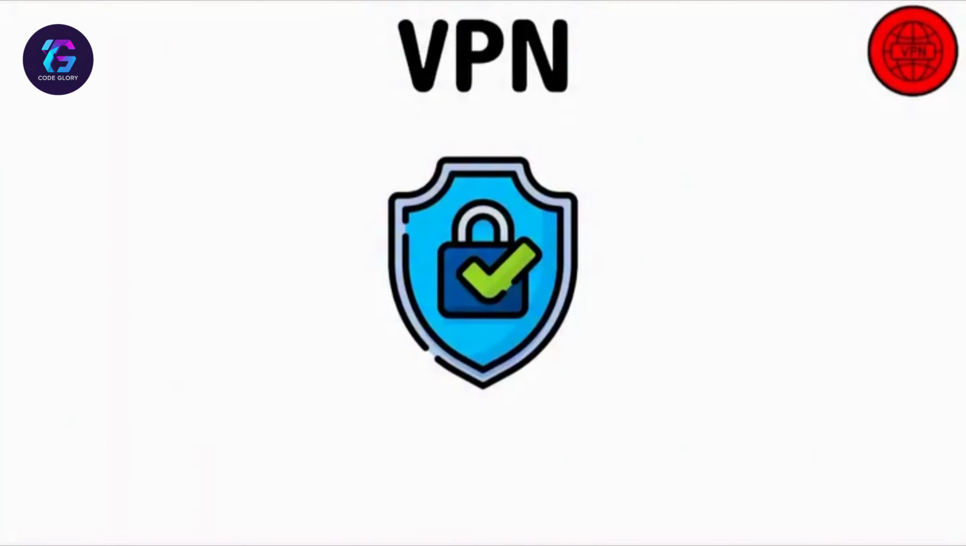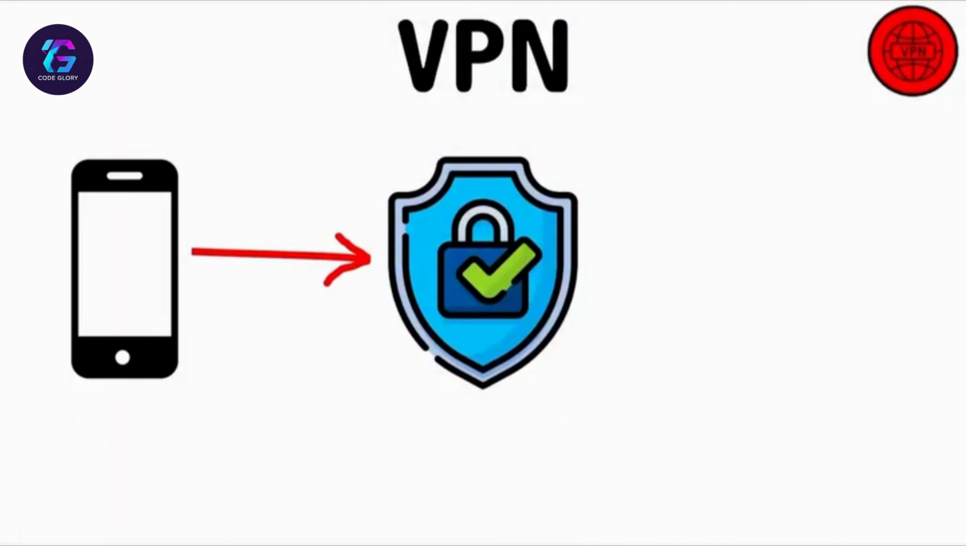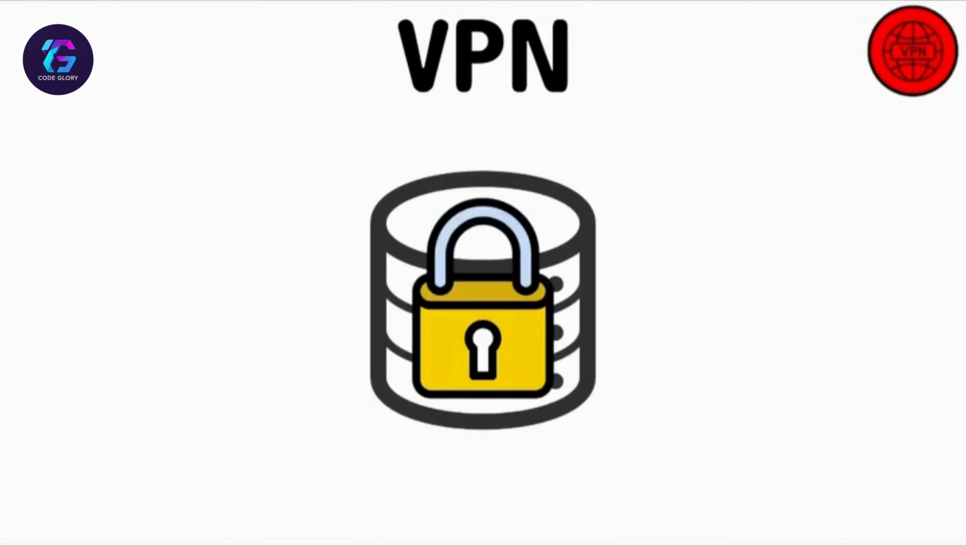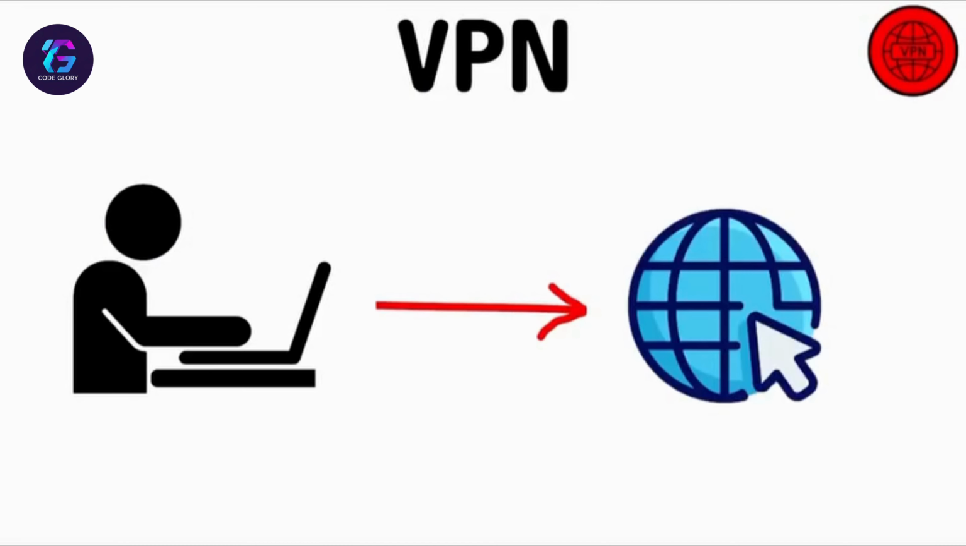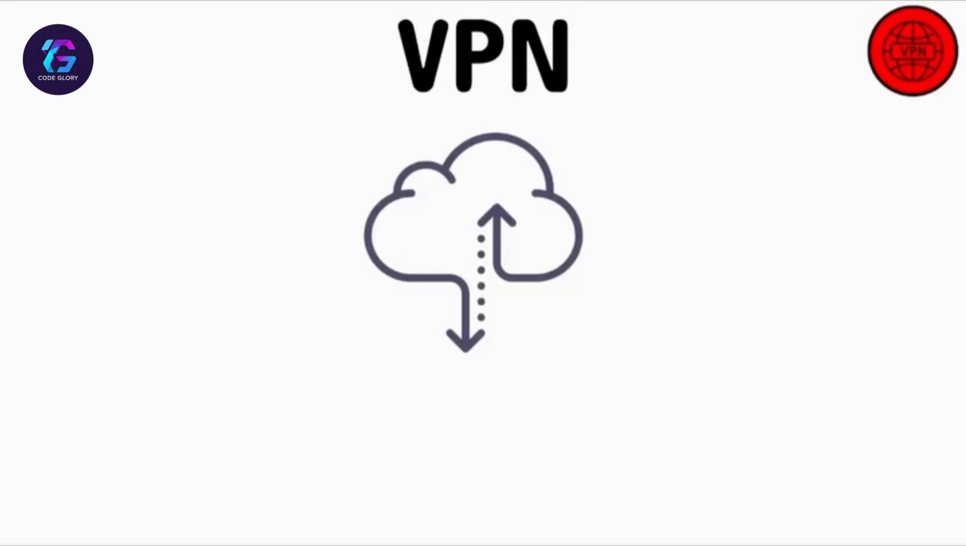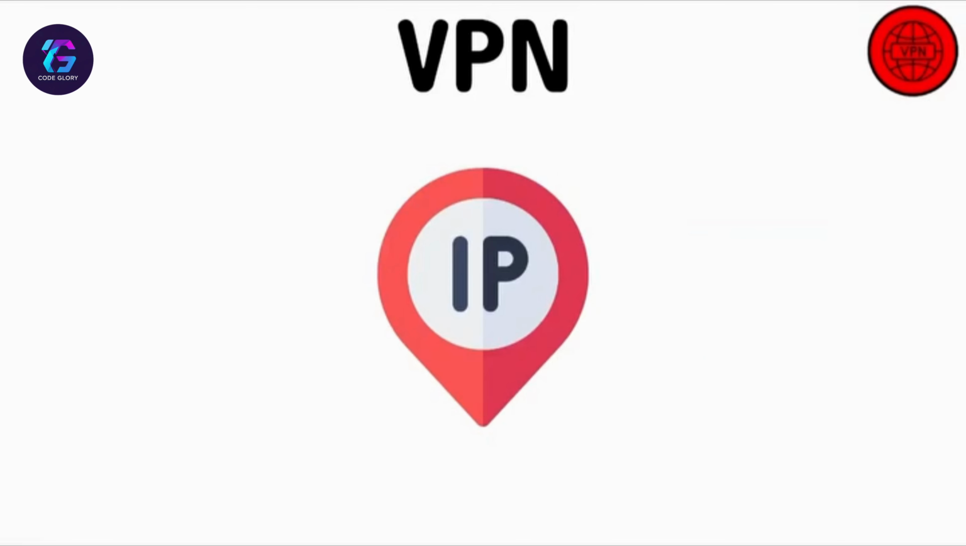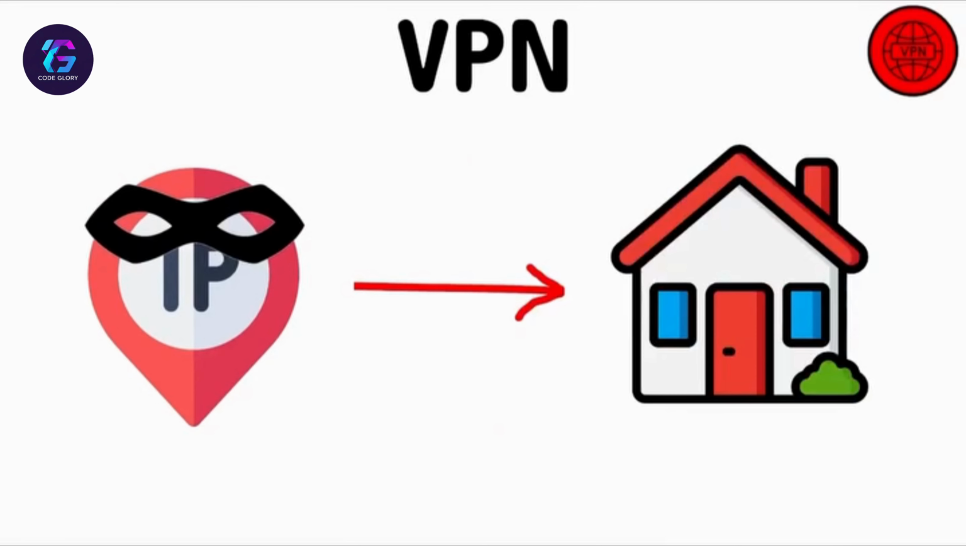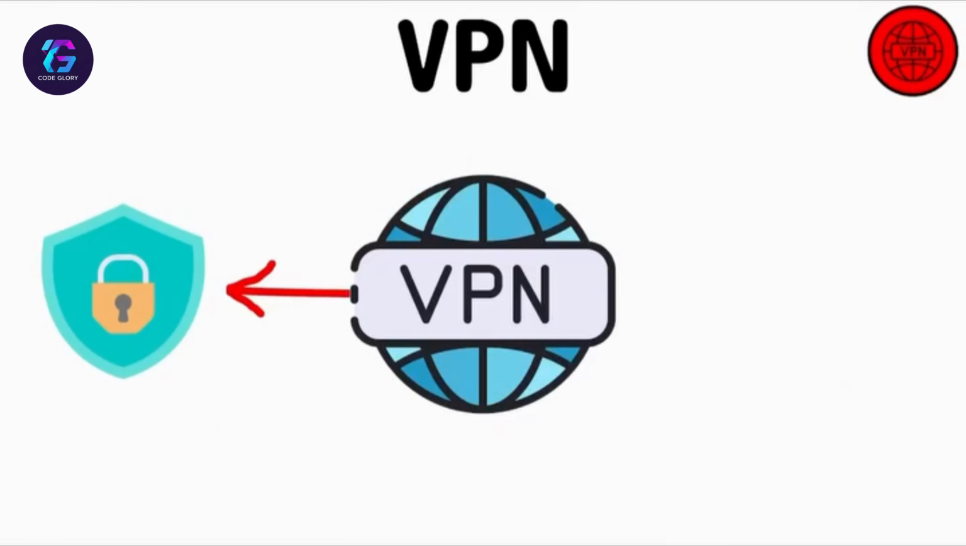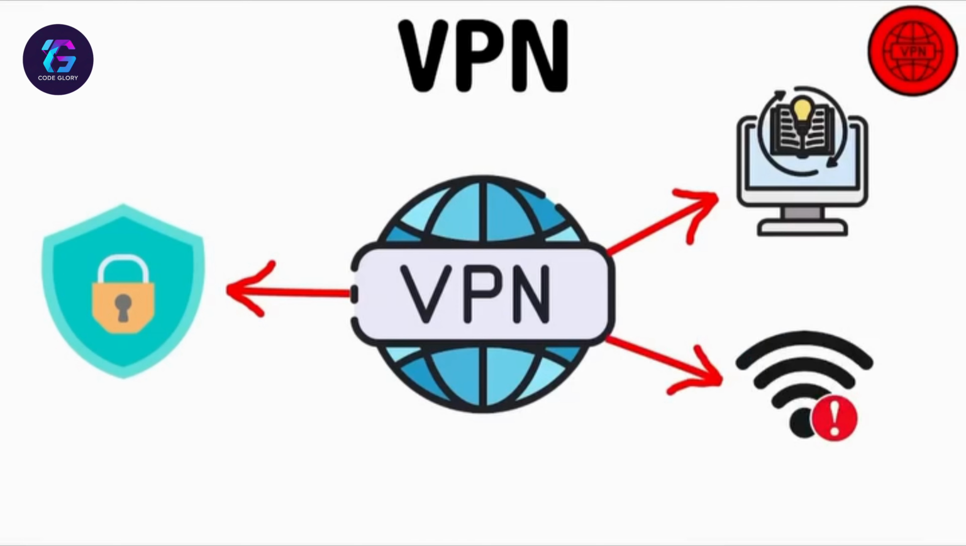A VPN creates a secure, encrypted connection between your device and a remote server, often used to protect your data when you're on public Wi-Fi networks or to access restricted content. By routing your traffic through a secure server, a VPN masks your real IP address, making it look like you're browsing from another location. It enhances privacy, hides your online activities, and protects against hackers when using untrusted networks.